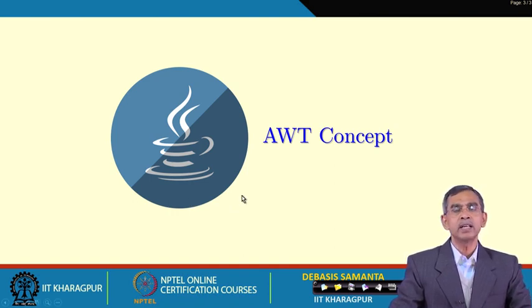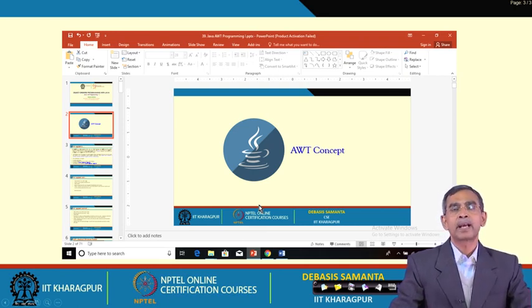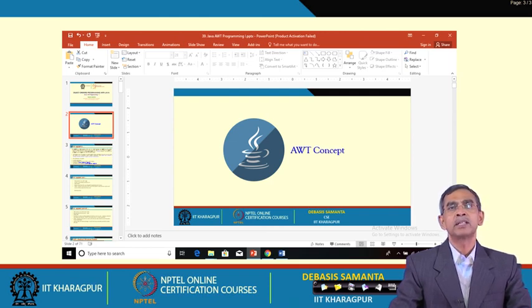So, this is the AWT, and as it is a toolkit, it has a lot of packages, and all these packages are defined in the AWT package. So, java.awt is the package where all AWT tool classes are there.